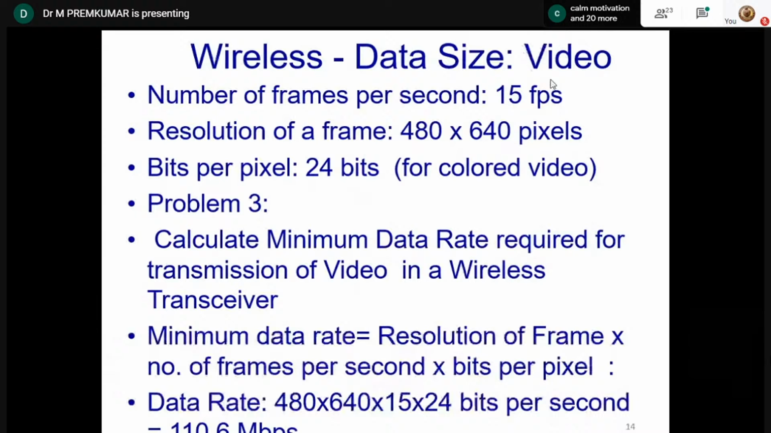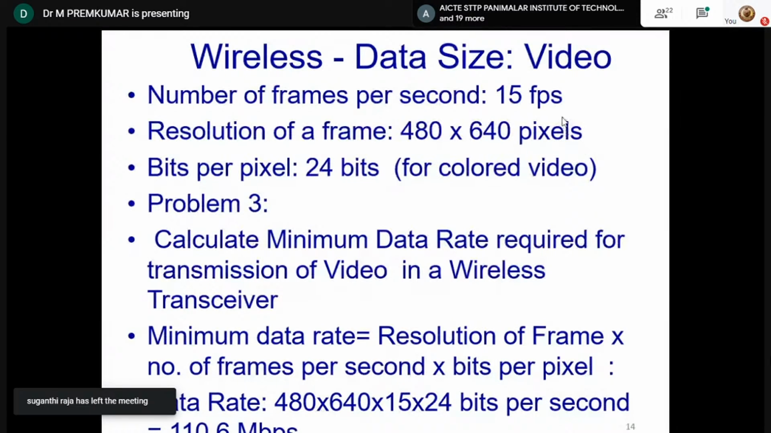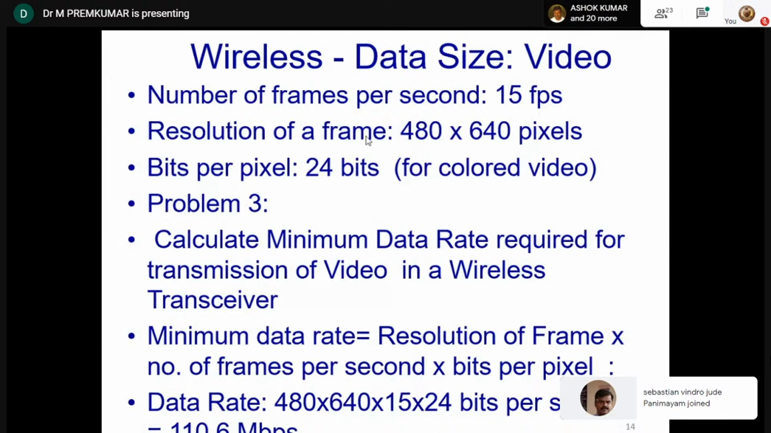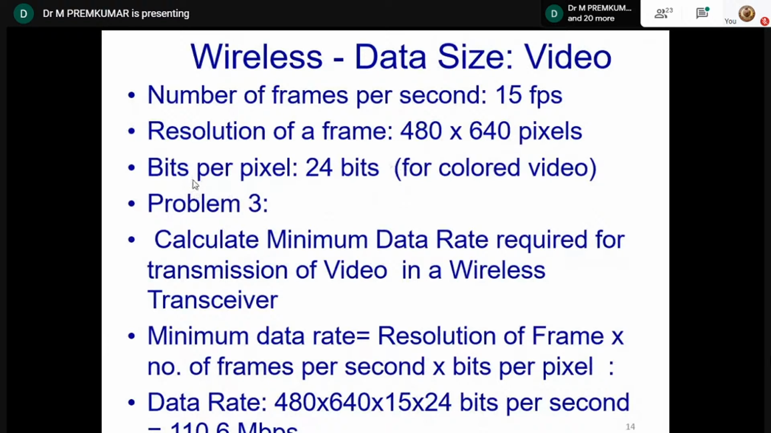As you know, video signals are all three-dimensional signals. You have to break up the video signal into a number of frames. The number of frames per second is 15 frames per second. The resolution of a particular frame is considered as 480 cross 640 pixels. The number of bits per pixel for color video is 24 bits.